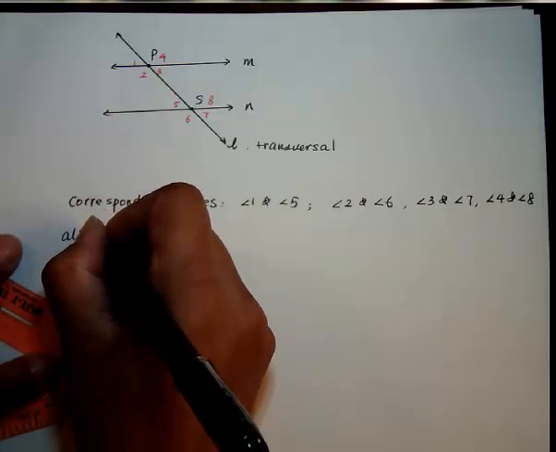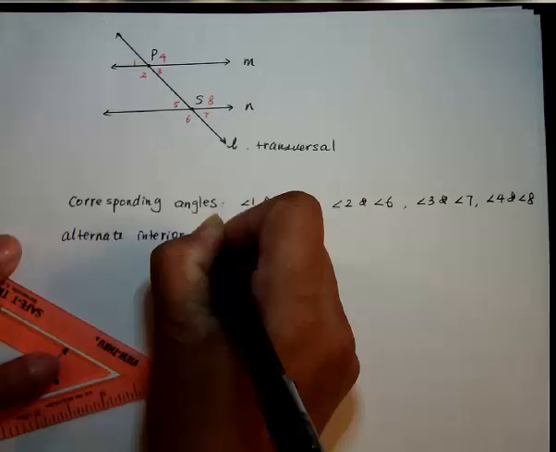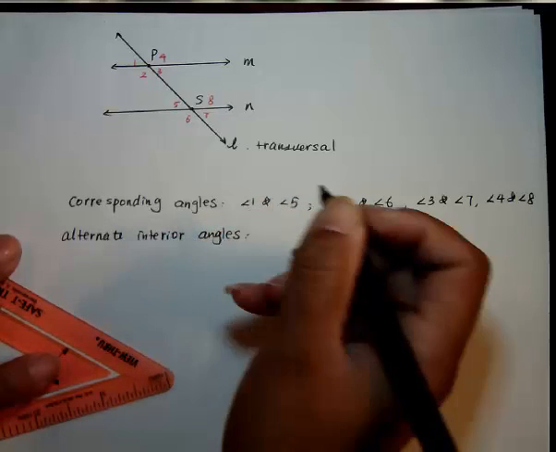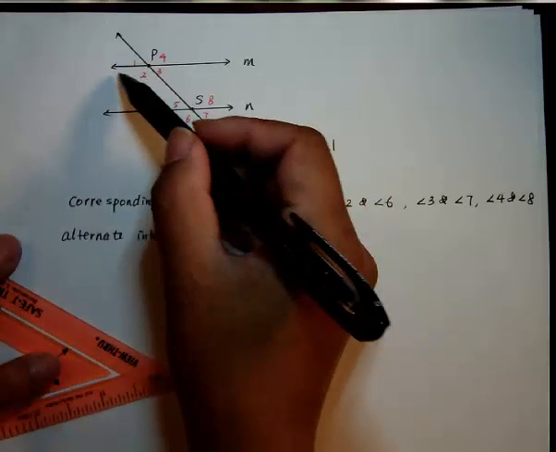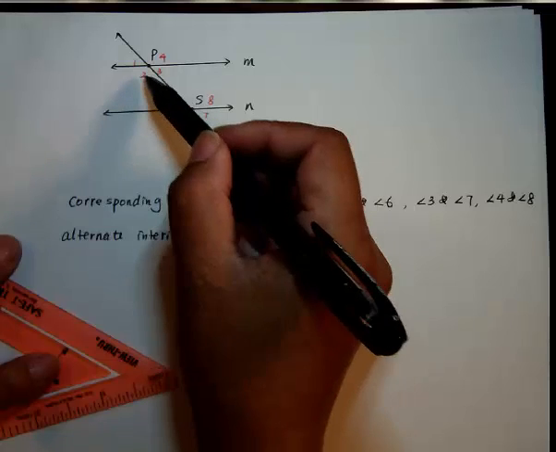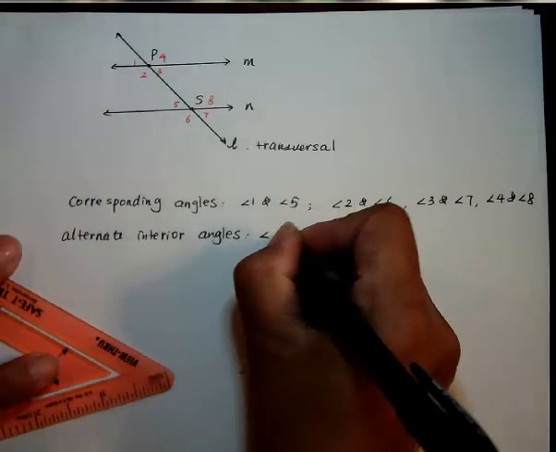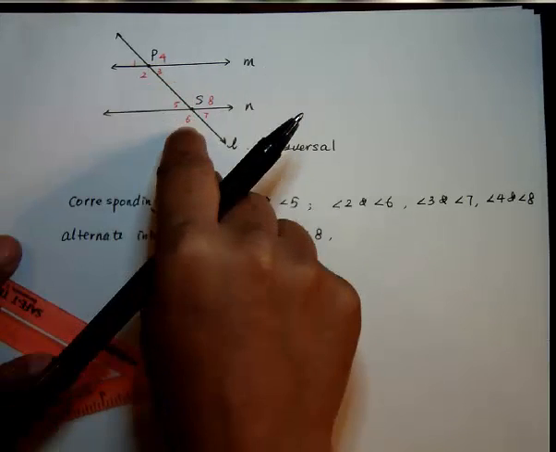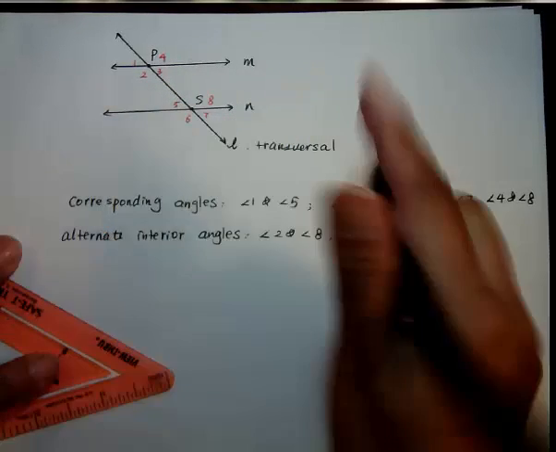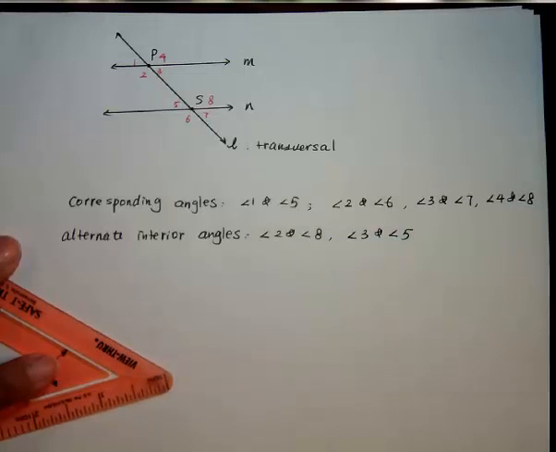The alternate interior angles. Interior angles are like inside, right? So this one is interior. Alternate means on the opposite side: angle 2 and angle 8 are alternate interior angles. And this one will be angle 5, so angle 3 and angle 5 are also called alternate interior angles.